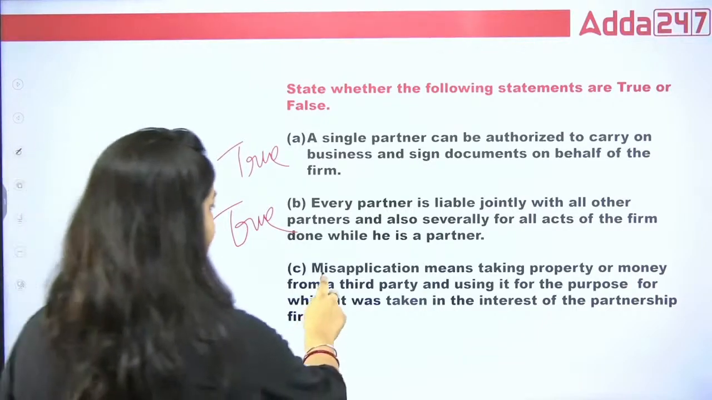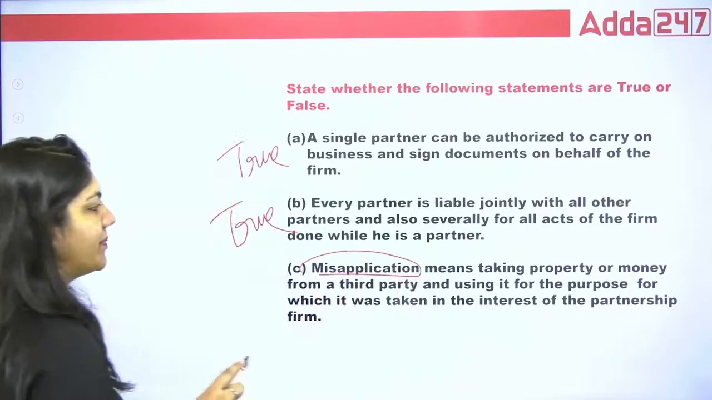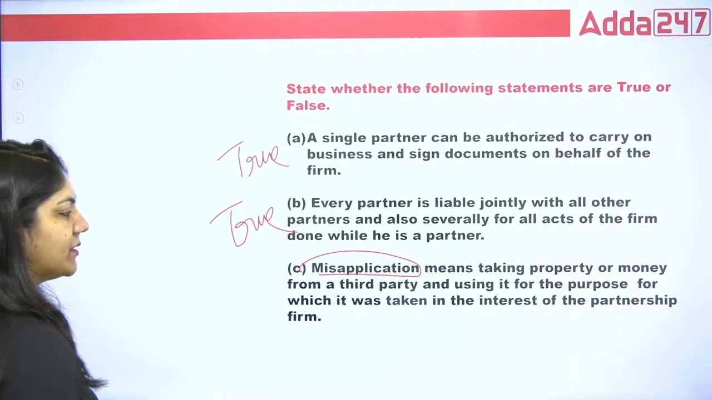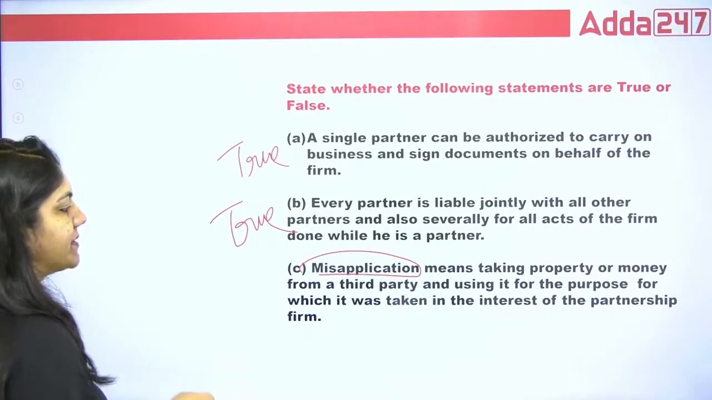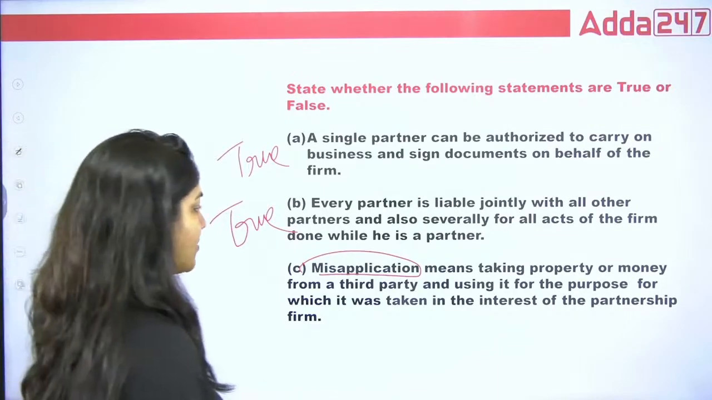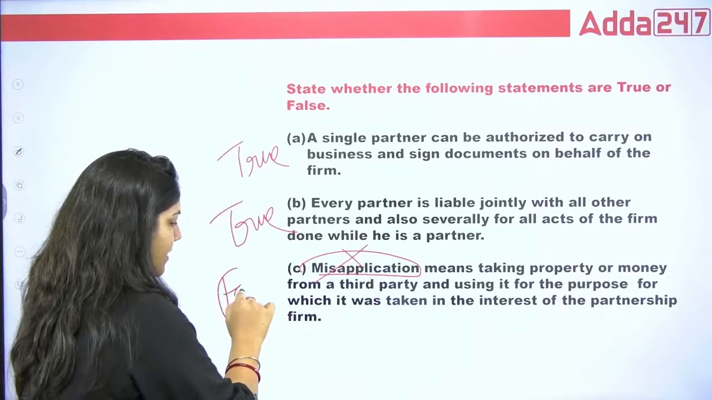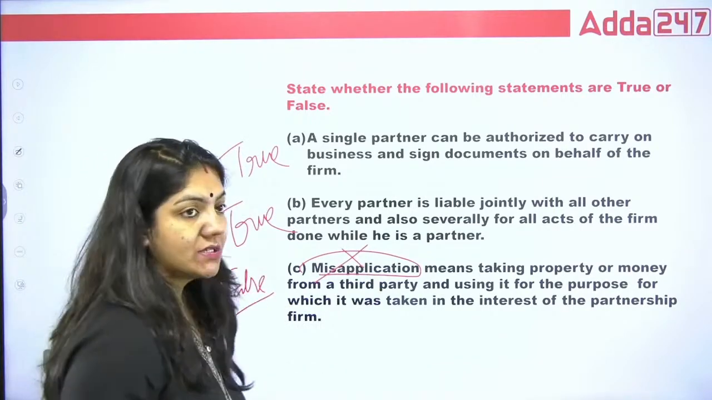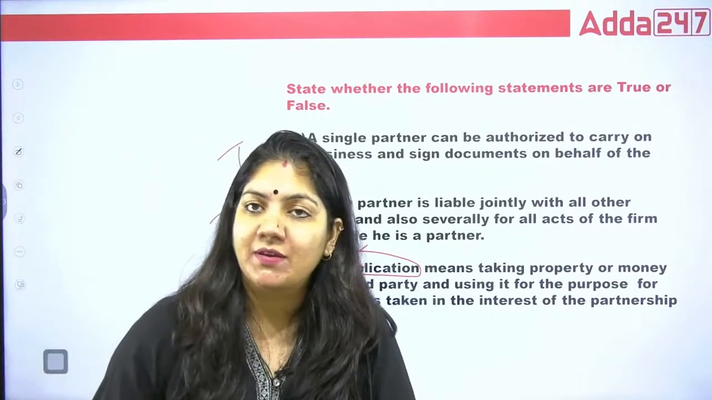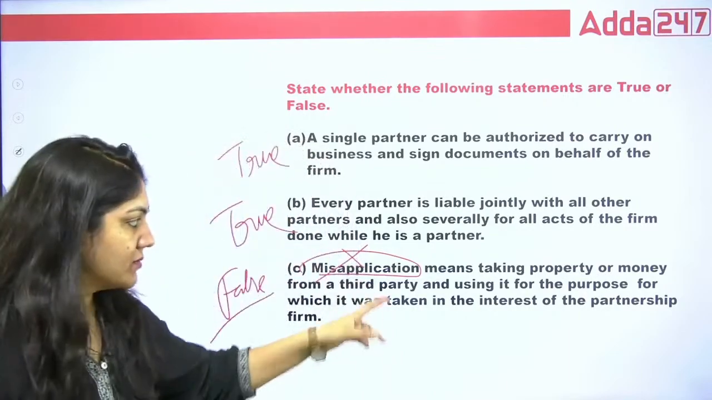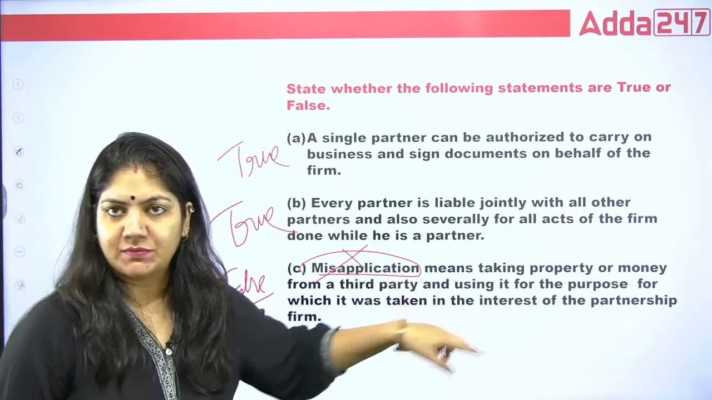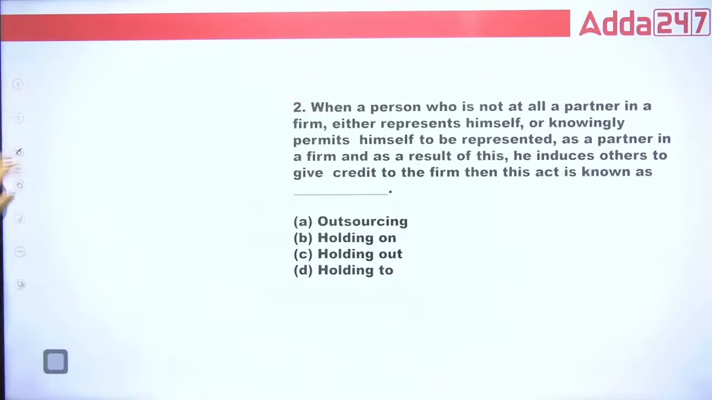Misapplication means taking property or money from a third party and using it for the purpose for which it was taken, in the interest of the partnership firm. This is an absolutely wrong statement, because misapplication is a wrongful act done by the partners. It is not for the interest of the partnership firm. So that's why it is false.